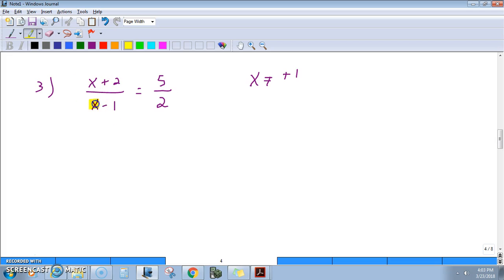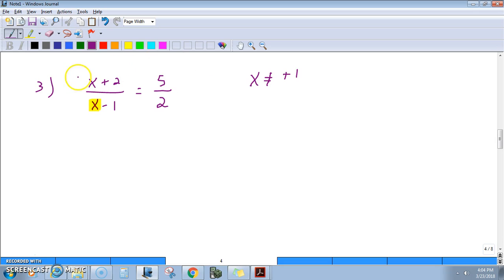x positive 1, that makes my denominator 0. X can be 0 in this case because 0 minus 1 is just negative 1, and you can have negative 1 on the denominator. But we just need to make sure if we get an answer that is positive 1, we know that's an extraneous solution, or it'll be like a hole in the graph.